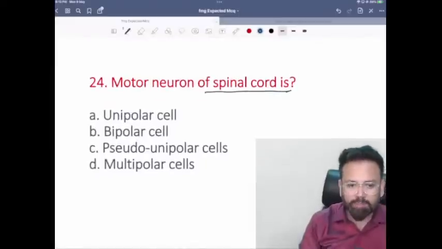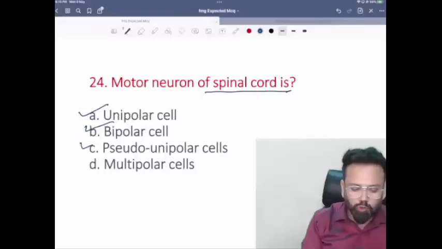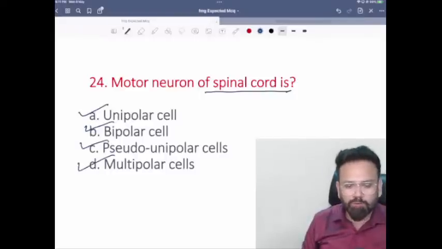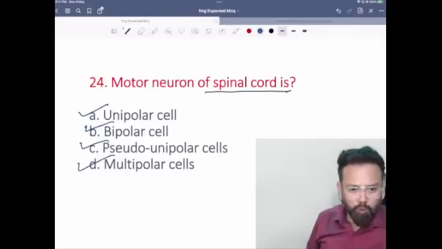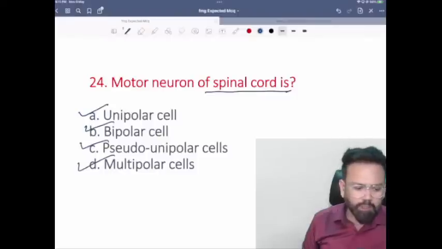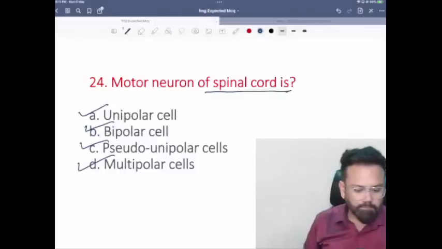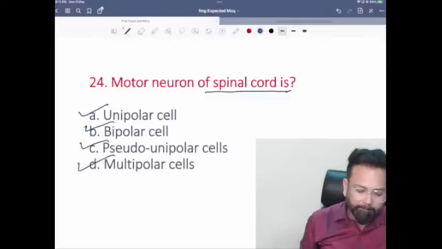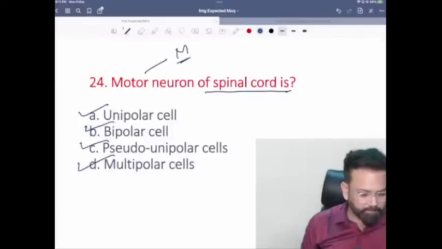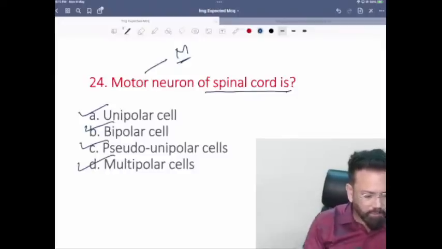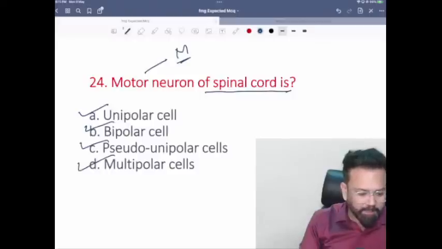Motor neuron of spinal cord is an example of unipolar, bipolar, pseudo-unipolar or multipolar cell. What is the correct answer? Yes, M is for motor, M is for multipolar. Someone said B, bipolar. No, it is not bipolar. It is multipolar. Now let me show you this.